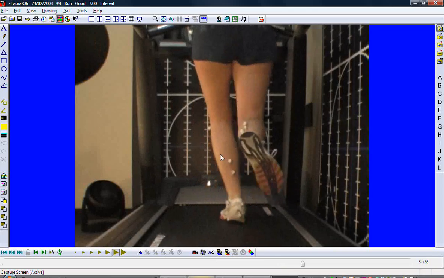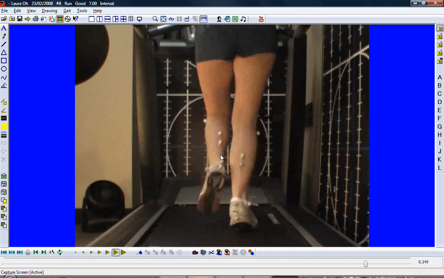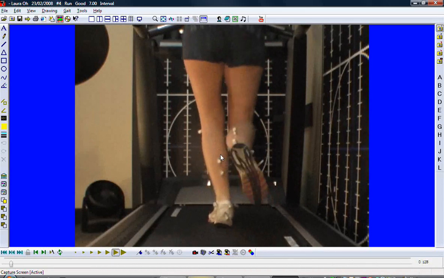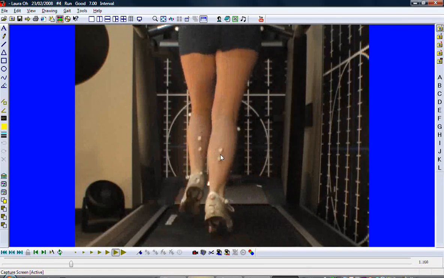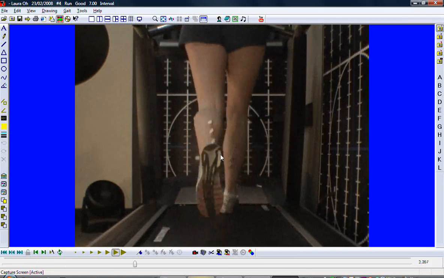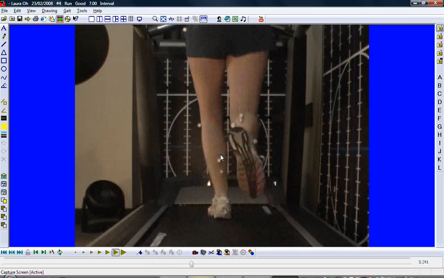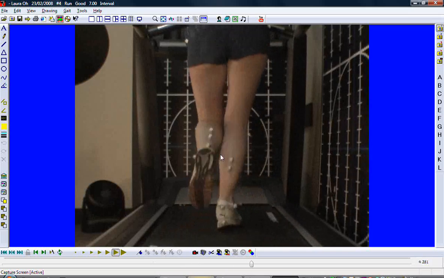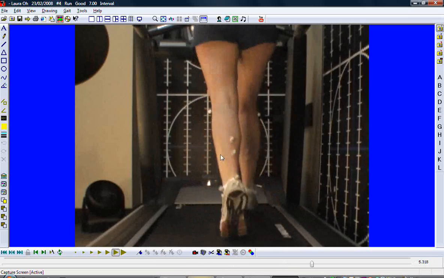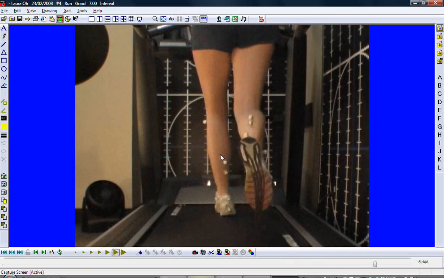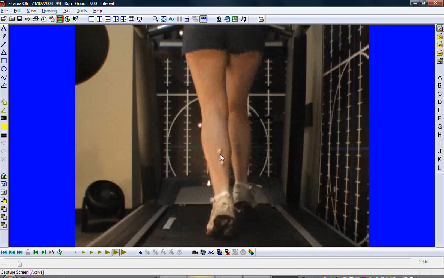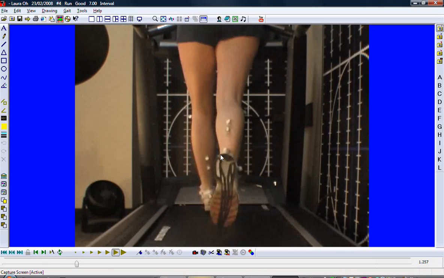If there's one question we get asked on a very regular basis, it's how do you measure whether somebody is excessively pronating using our software? The most common way to determine this is by measuring the rear foot eversion angle, or the angle of the heel or the calcaneus with respect to the lower leg.